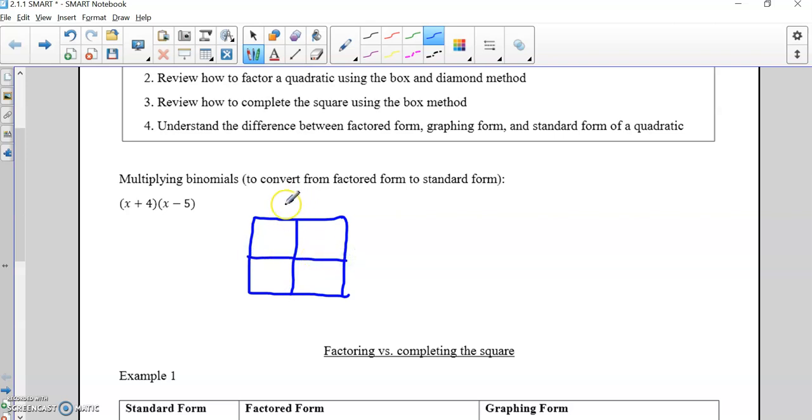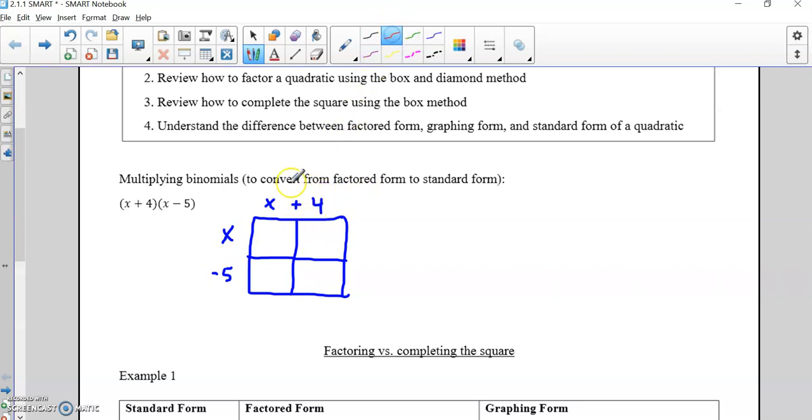Alright, so in order to do this, we're going to do a 2 by 2 box, and the reason for that is because there's two terms in each set of parentheses. So we're going to have one set of parentheses on one side, and the other one on the other side. Now notice how for the x minus 5 I'm putting the negative sign with the 5 because we need to make sure that if there's a minus it's included with the number.